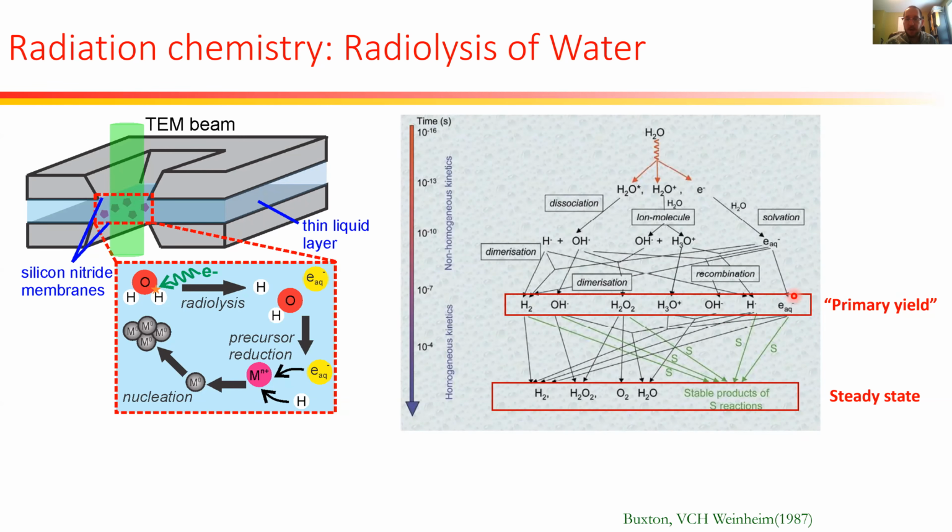So it turns out, which is very nice for metal nanoparticle systems, that these two species, hydrogen radicals and aqueous electrons, will reduce soluble metal precursors, say like silver plus, into atoms, which then will nucleate and grow into nanocrystals. So we can basically image nanocrystal nucleation and growth, and at the same time, we can stimulate it with the electron beam and also use the electron beam to directly image it while it's happening.